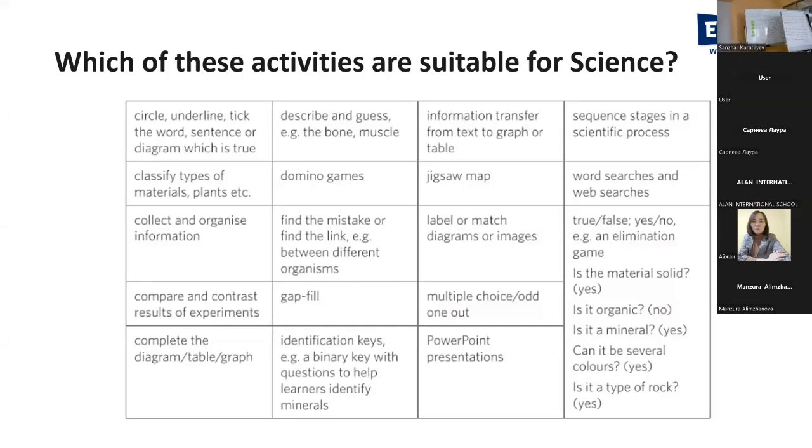Classify types of materials, plants, etc. Which one? Classifying. First column, second row. Ah, yeah, classifying. It's interesting. What else? Select and organize information. Yeah. Anything else? Compare and contrast results. Complete the diagram. How do you collect and organize the information? Can you give a specific example of what we can do?